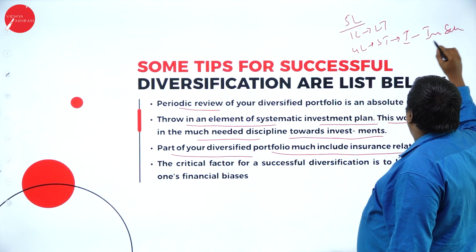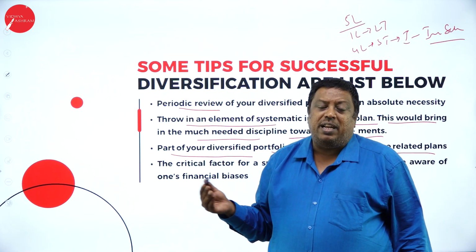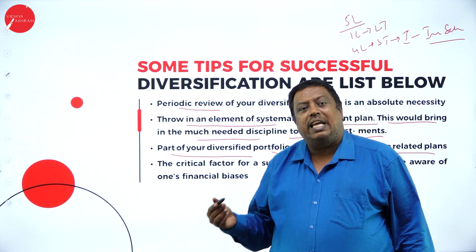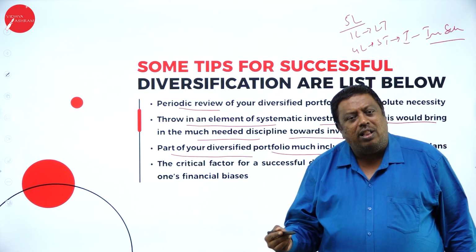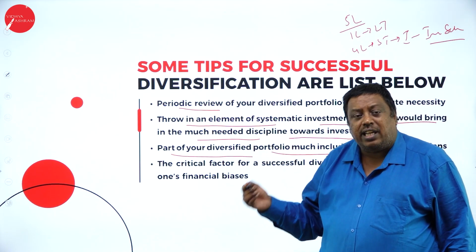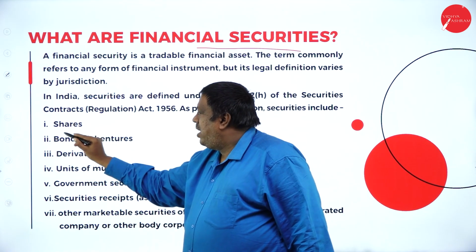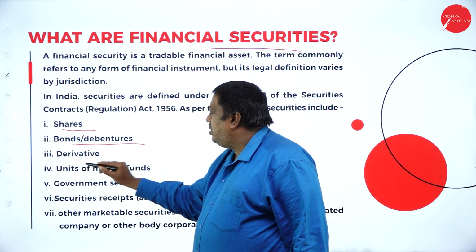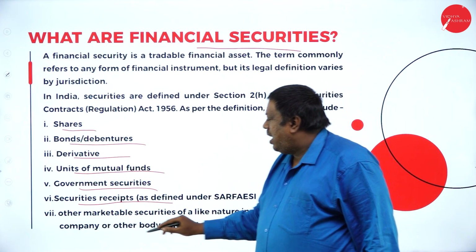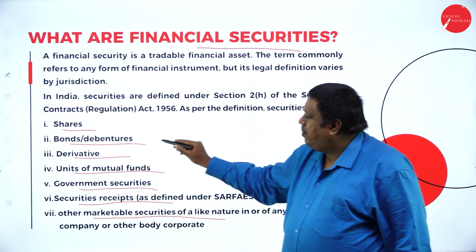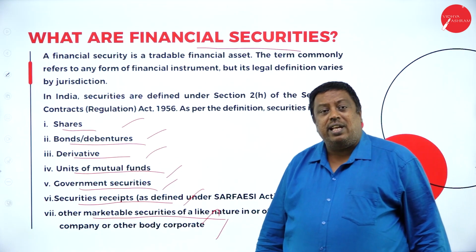an insurance scheme which supports your future benefits, for your future requirements, whether you invest on your life or on the health part of your life, whatever it is, that will ensure your body and all things are secured for your future benefits. What are the financial securities in the market? The financial securities are shares, bonds and debentures, derivatives, units of mutual funds, government securities, securities receipts, and other marketable securities. Like this, plenty of concepts are there which help us know where to invest.